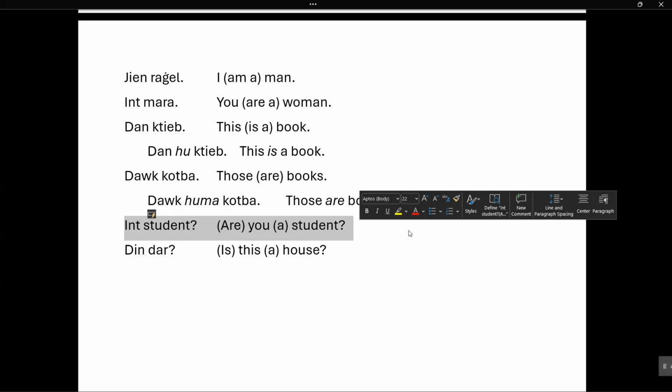So pretty easy, right? We don't have indefinite article, we don't have the verb to be, we don't have a question word order. I think Maltese is going to be a very easy language for us. And then we have din dar.